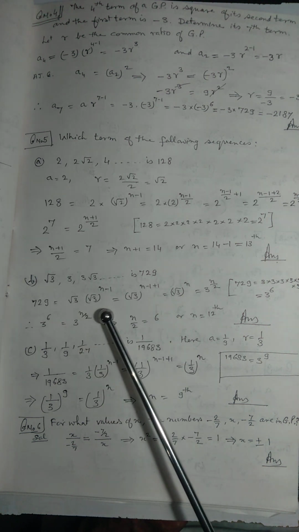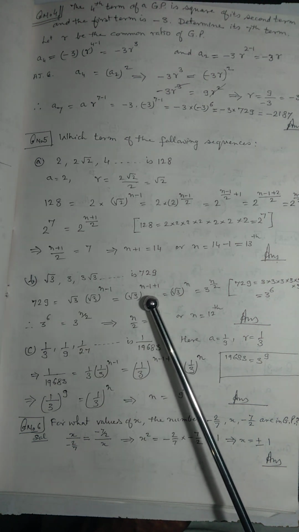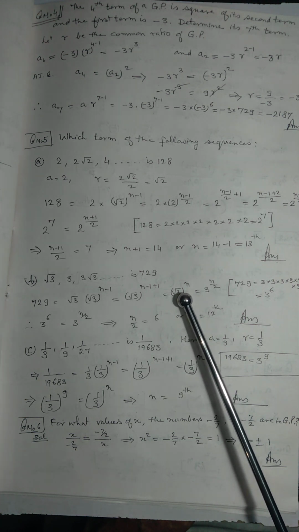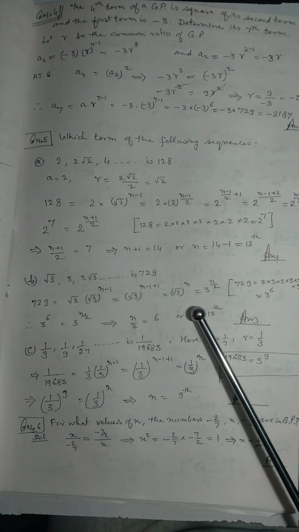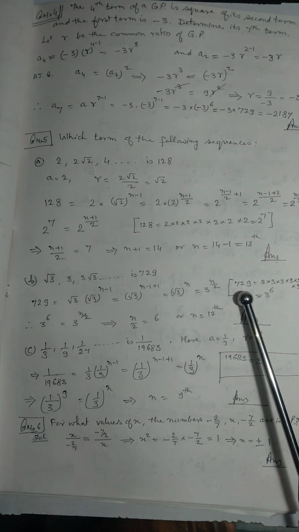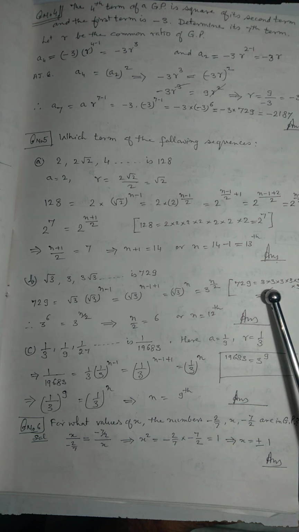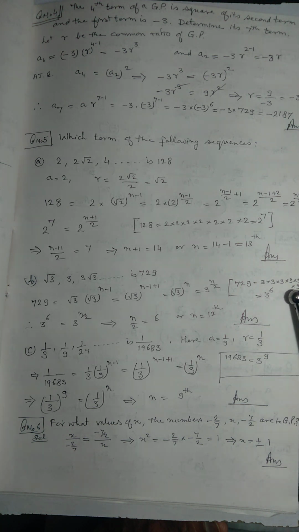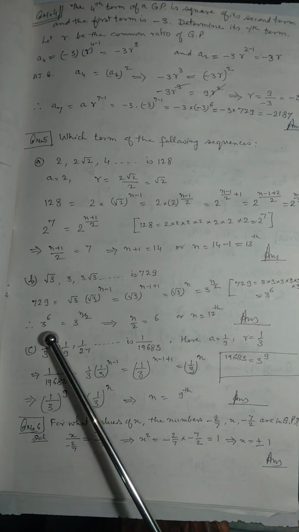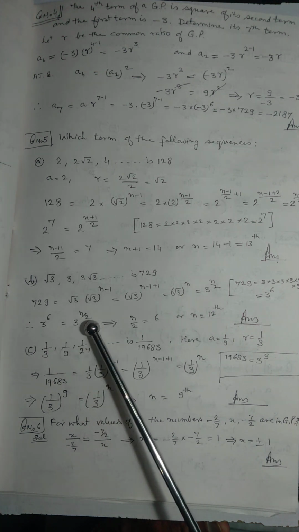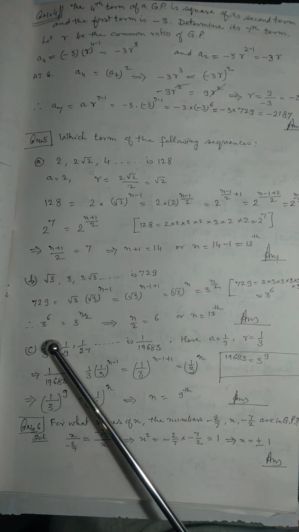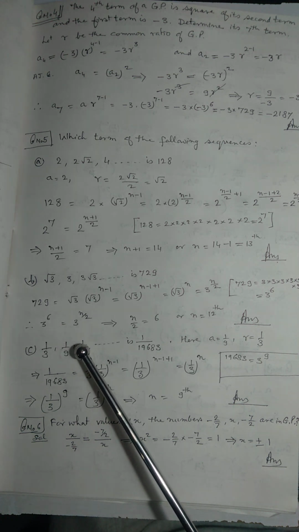Because both are root 3, I wrote root 3 as it is and solved first, and it becomes n. So root 3 raised to power n. Now, removing the root, it is 3 raised to power n by 2. 729 can also be expressed as 3 into 3 into 3, 6 times, that is 3 raised to power 6. So 3 raised to power 6 is equal to 3 raised to power n by 2. Now we compare, because the bases are the same and there is a sign of equality.